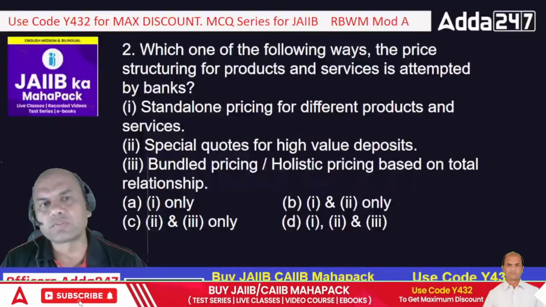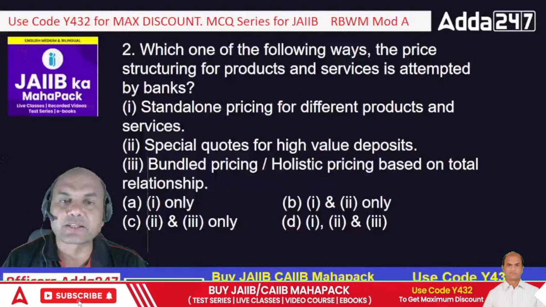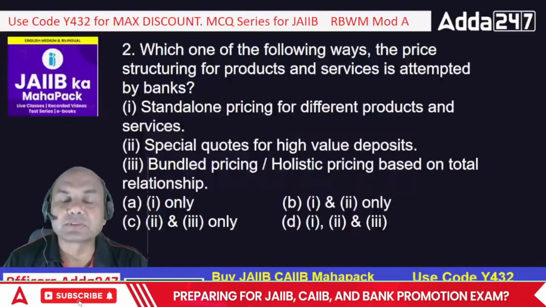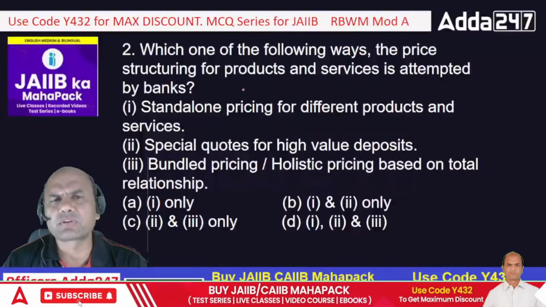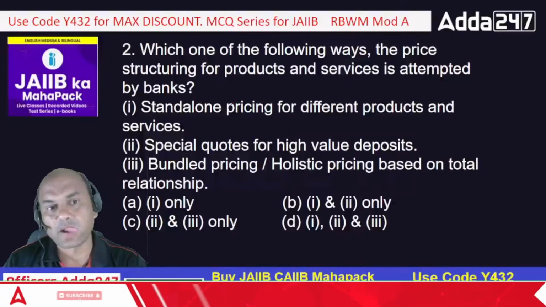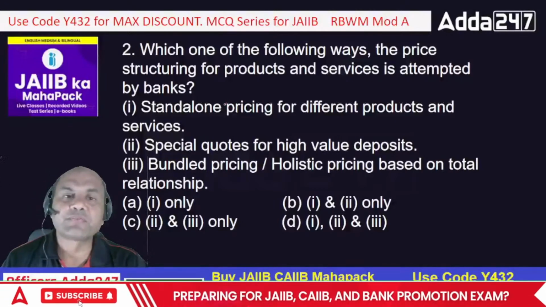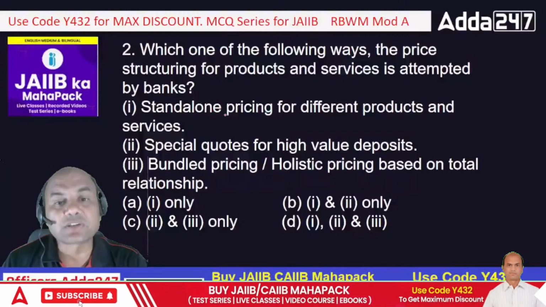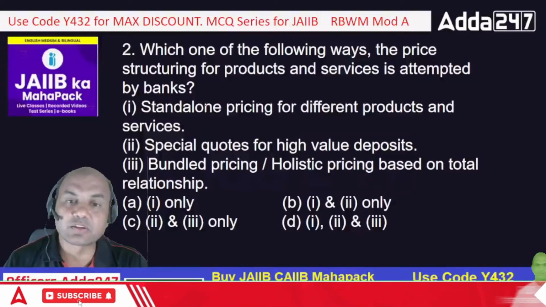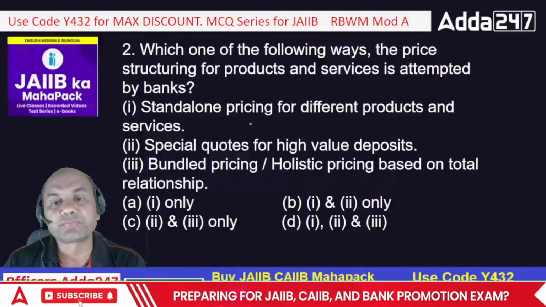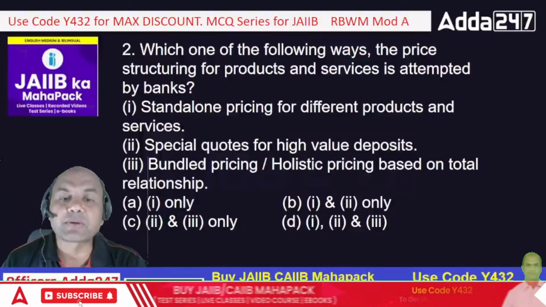See here, bank always adopts various types of pricing models for various products depending on the customers. If your customer is a high net worth customer, a very good customer, then banks can provide that customer some special rate. If some of your product is not getting sold, then you can apply a discount for that. So standalone pricing can be applied for that product which is not getting sold. Bundled pricing means what?